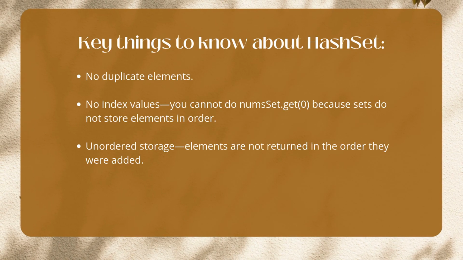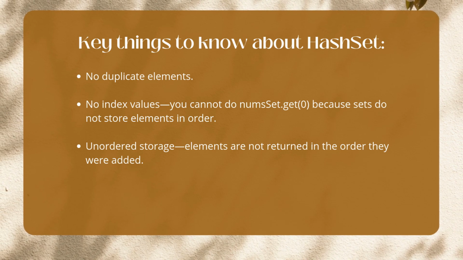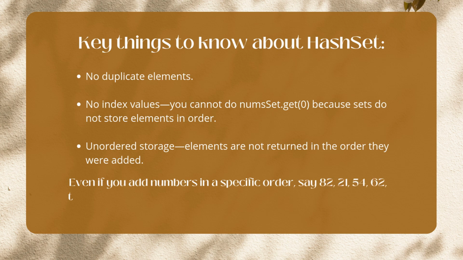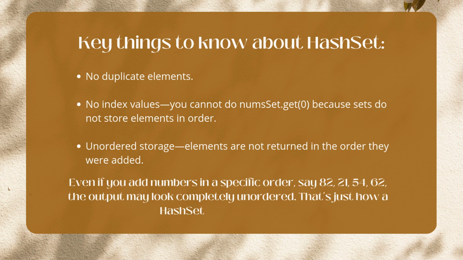No duplicate elements. No index values. You cannot do numSet.get(0) because sets do not store elements in order. Unordered storage: elements are not returned in the order they were added. Even if you add numbers in a specific order, say 82, 21, 54, 62, the output may look completely unordered. That's just how a HashSet works internally.